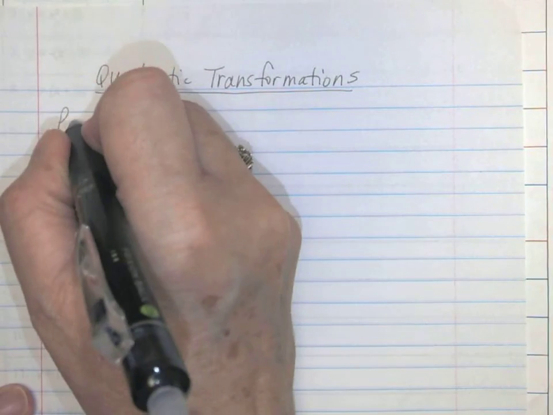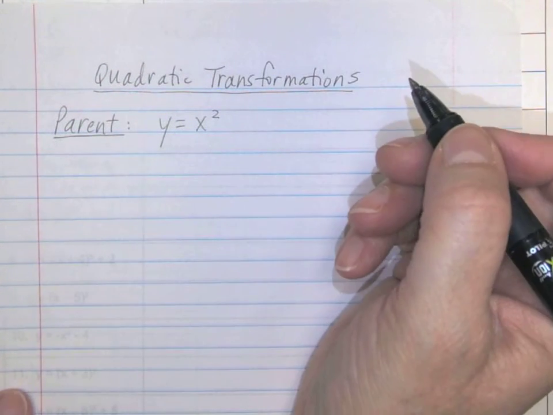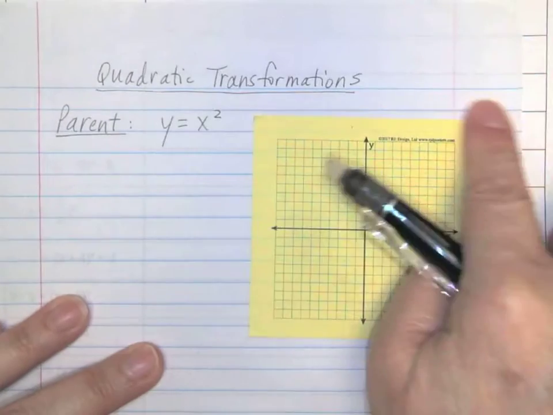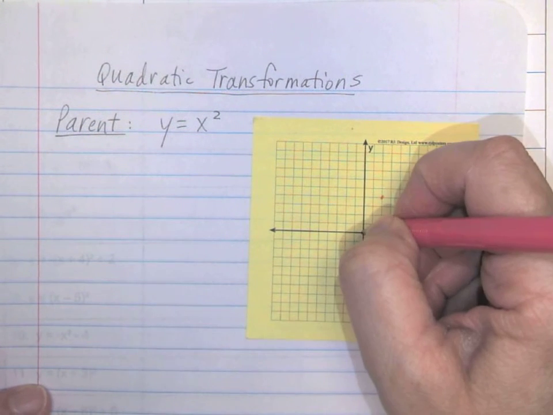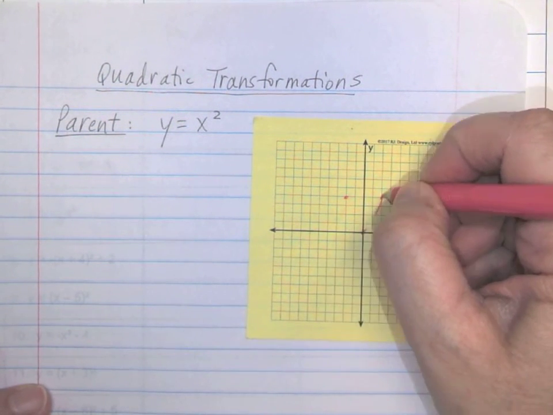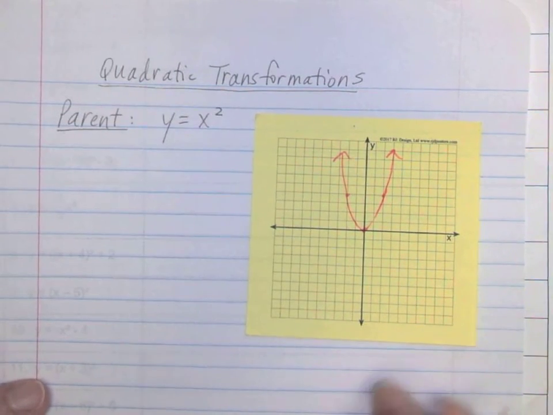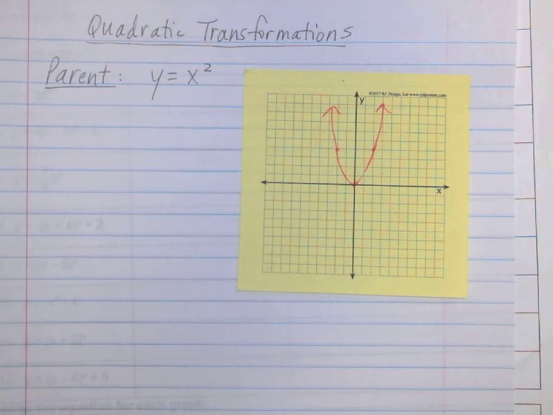The parent function for all quadratic equations is y equals x squared. That's the one that has the vertex at 0, 0. Give me a moment to get a little graph here. So it would have the vertex at 0, 0, and that would be the root. Remember, when there's only one root, it's also the vertex because it touches the x-axis at one place. So this is the parent function, where the vertex and the root are at 0, 0.